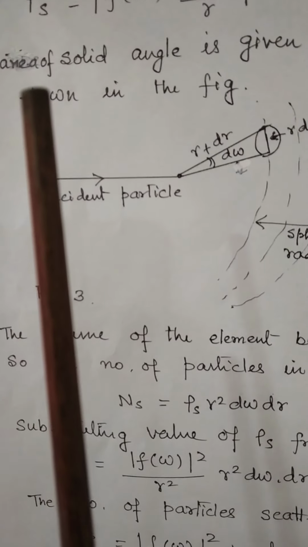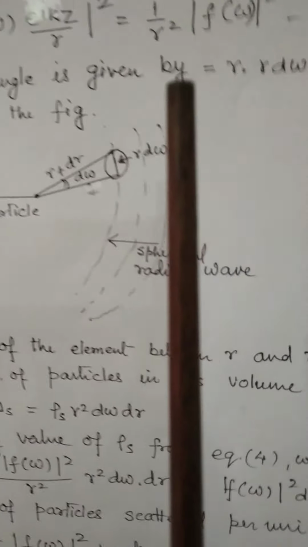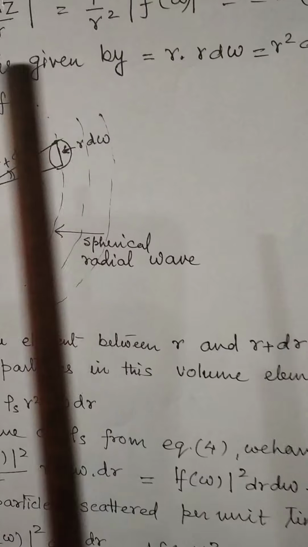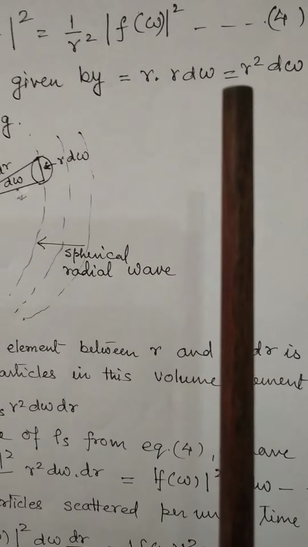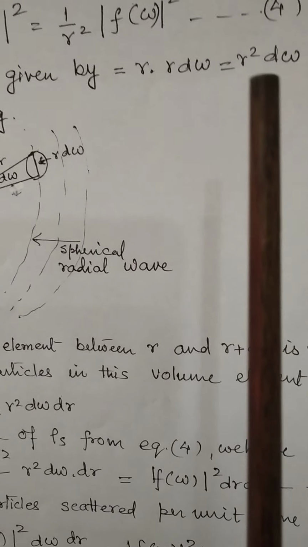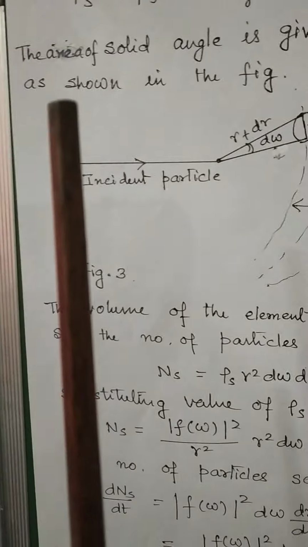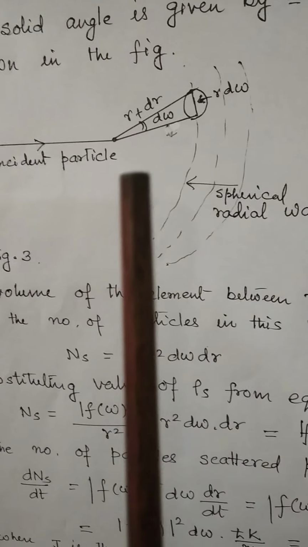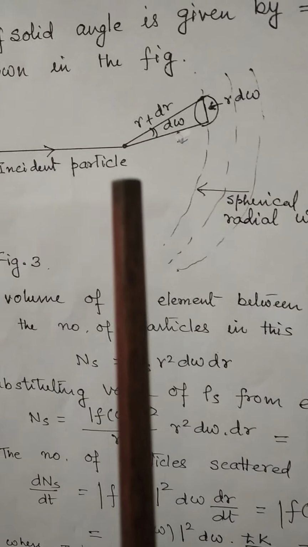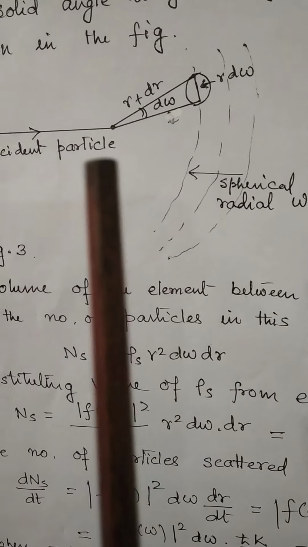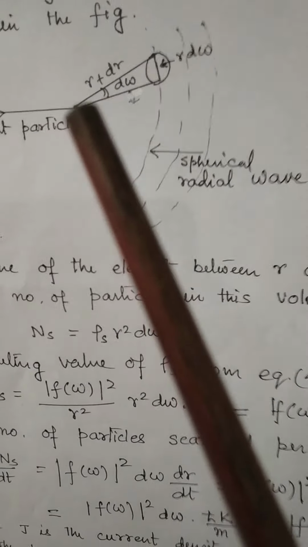Let it be equation number 4. Now the area of the solid angle is given by r into r d omega. This is equal to r square into d omega, as shown in the following figure. This is the figure. The incident beam of particles is coming in this direction, and this is the solid angle formed.